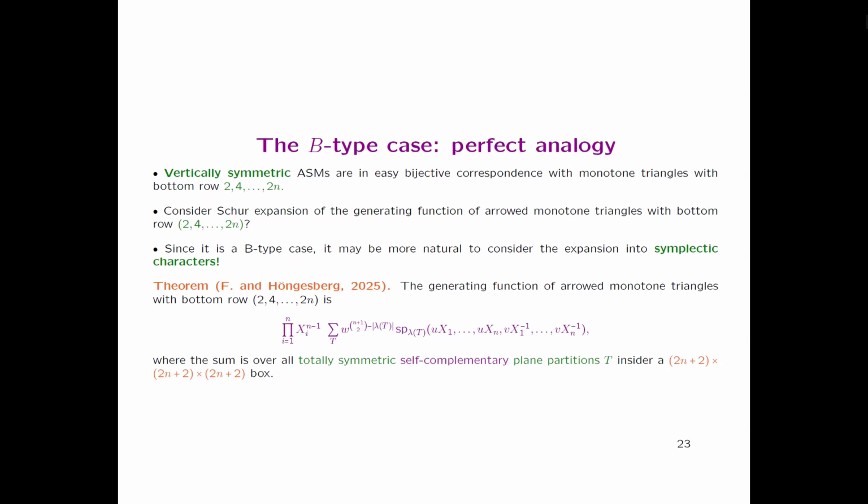And also here, it has many weights involved. I invite you to find a bijection between these arrowed monotone triangles, where in the bottom row you have the even integers, and a pair of a totally symmetric self-complementary plane partition and a symplectic tableau. This is what it is in the end, because the symplectic characters are a generating function of symplectic tableaux.